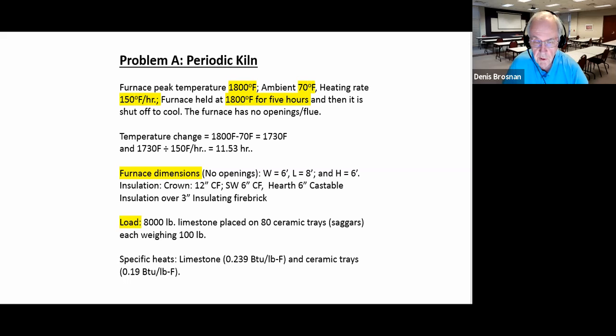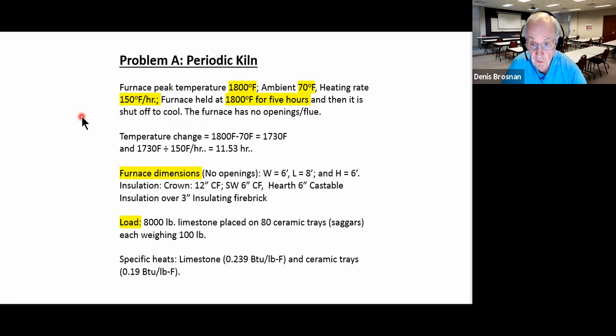So the furnace is going to be heated from room temperature, ambient temperature of 70 degrees Fahrenheit, up to 1800 degrees Fahrenheit. That's the decomposition temperature. And we're going to heat at 150 degrees Fahrenheit an hour. That's on the high side of heating most refractory linings, certainly acceptable by many industrial recommendations. 150 degrees an hour, and then hold the furnace for 5 hours at 1800 degrees Fahrenheit. After the 5 hours, we shut it off and let it cool to room temperature.